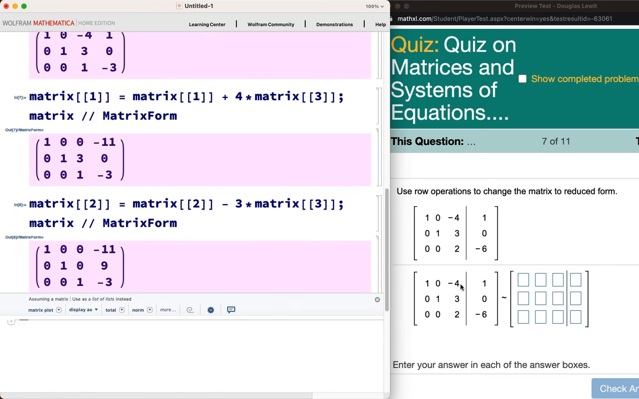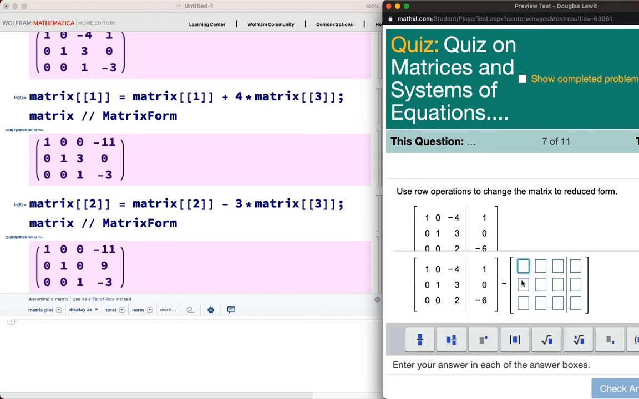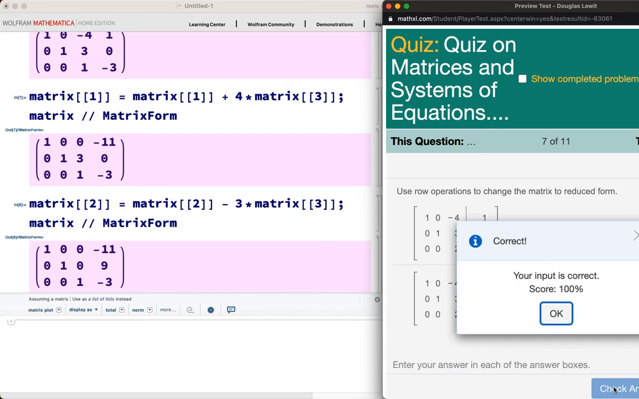Okay, so now the matrix is in reduced form. We're going to have 1, 0, 0, and then 0, 1, 0, and then 0, 0, 1, and then we have negative 11, 9, and then, excuse me, negative 3. Check answer. Your input is correct. Score 100%. Yay, terrific. Easy.